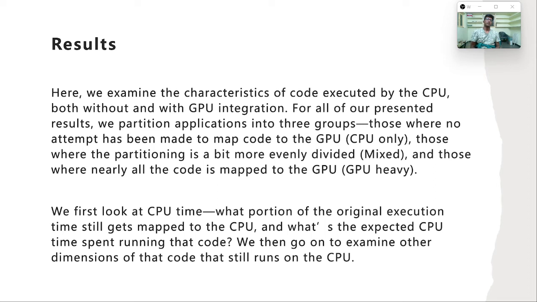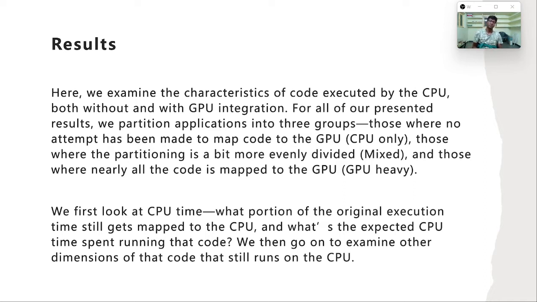Here we examine the characteristics of code executed by the CPU both without and with GPU integration. For all of our presented results, we partition applications into three groups: those where no attempt has been made to map code to the GPU, those where partitioning is more evenly divided, and those where nearly all code is mapped to the GPU.